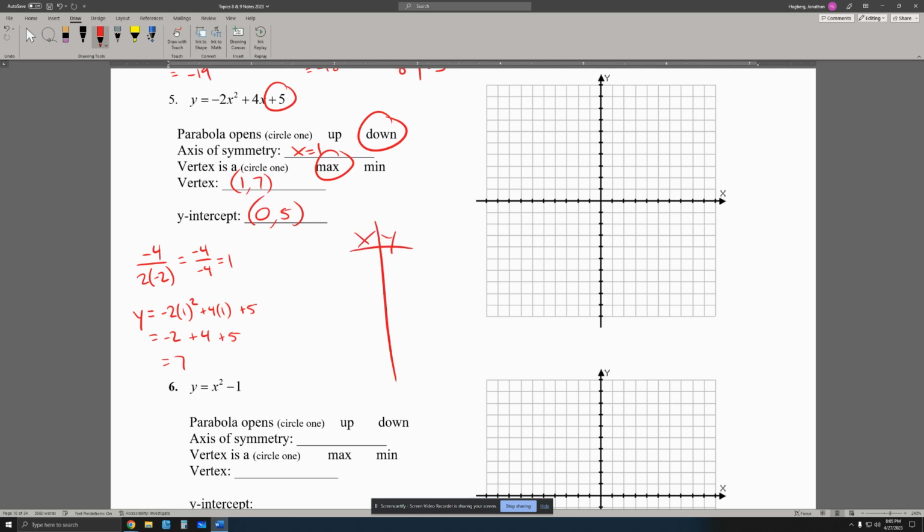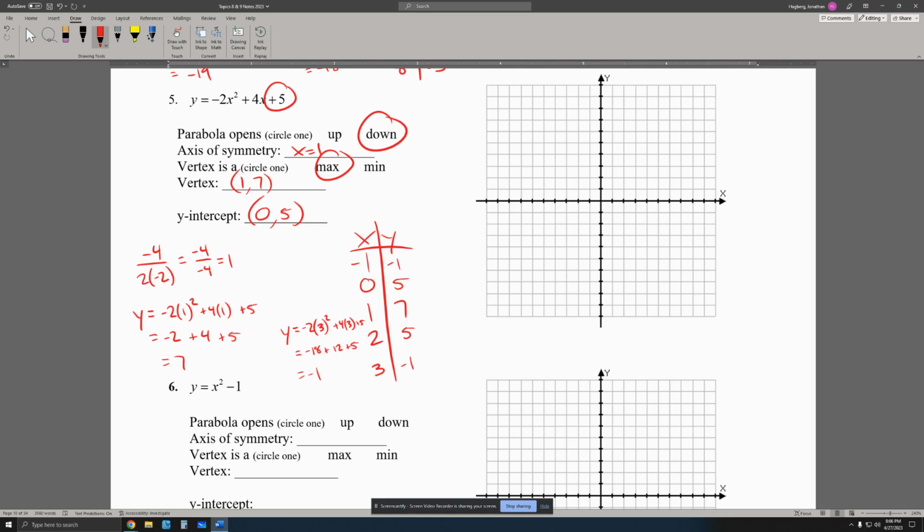Creating a table of values, x, y. Let's start with our vertex, 1, 7 in the middle. We'll do 0, 5. That tells us that we also have 2, 5. Let's do one more point, negative 1 and say 3. So evaluating for 3, y equals negative 2 times 3 squared plus 4 times 3, and then plus 5. This is equal to negative 2 times 9, that 3 squared, plus 4 times 3 is 12, plus 5. This is equal to negative 1. So we have the points negative 1, negative 1, and 3, negative 1.